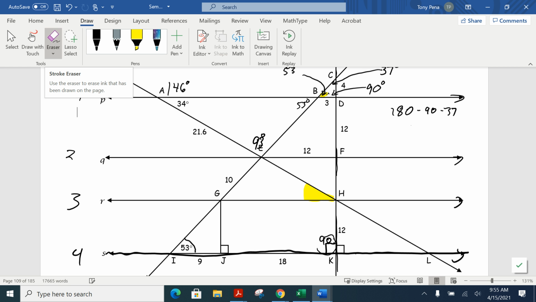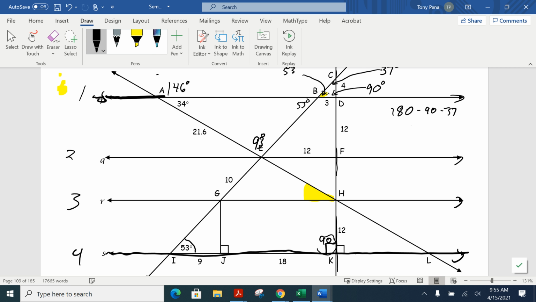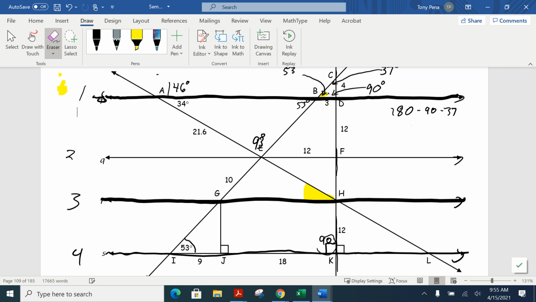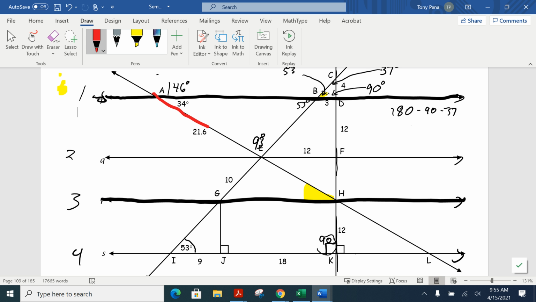Let me give you the hint right away so we can speed it up. We can feel good about ourselves. So do a little thicker line for this. So this line is parallel to this line. All right. And then here's your big hint. We have a transversal that's intersecting those two lines. Now, hopefully we can all get that.